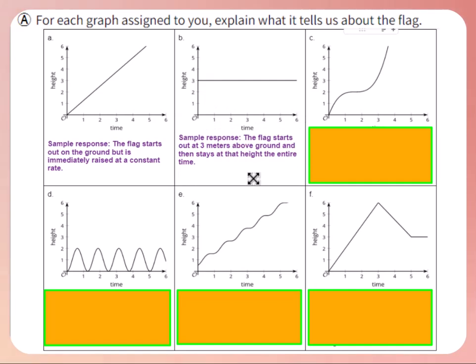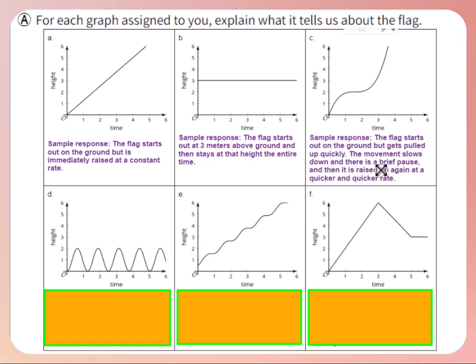The entire time it stays at 3 feet. For graph C, the flag starts on the ground. It rises, okay, and then it kind of evens off, and then it starts rising again at 3 minutes. The flag starts out quickly but gets pulled up quickly. Then the movement slows down and there's a brief pause, and then it's raised up again at a quicker rate.